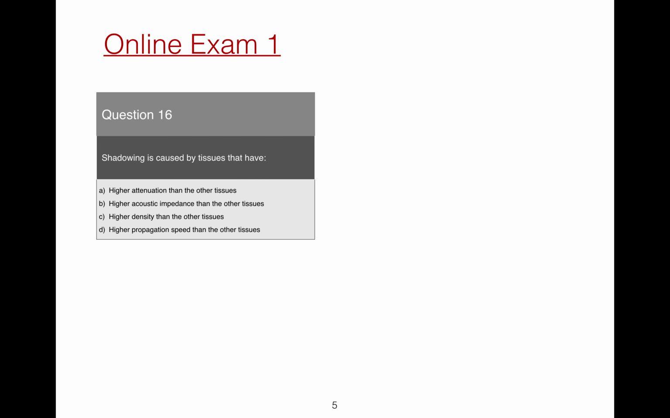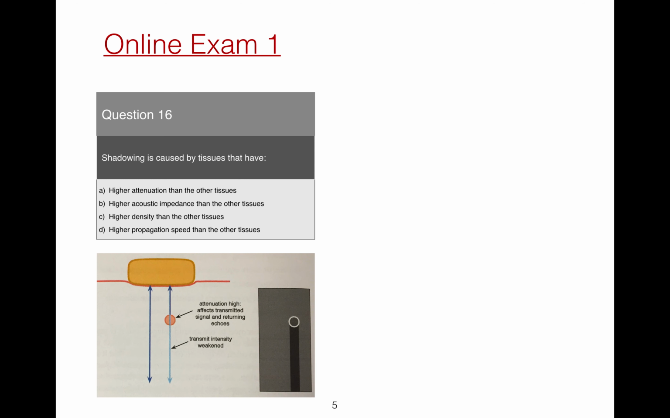Question 16 asked about the cause of shadowing artifact. Shadowing occurs when attenuation is very high at a certain point, beyond which echoes are very low in strength and there's a shadow. As such, answer A, higher attenuation than other tissues, is the cause.